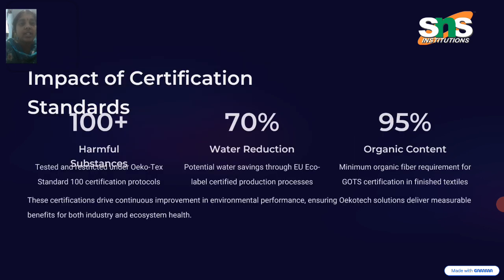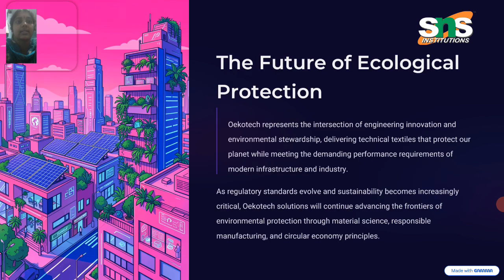Impact of certification standards. Over 100 harmful substances are tested under the Oekotech Standard 100 certification process protocols. 70% water reduction, the potential water saving through EU Eco Label certified production processes. 95% organic content, the minimum organic fiber requirement for GOTS certification in finished goods. So these are all the certifications mainly concentrated on Oeko Textiles.